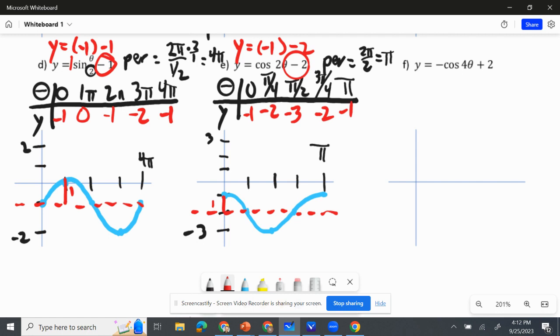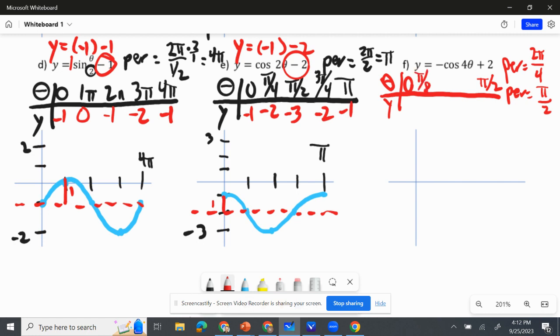Okay, last one. First thing we're going to do is find our period. So the period is 2 pi over 4, meaning that the period is equal to pi halves. So that means when we're coming up with our table, we started at 0, we ended at pi halves. We're taking all of our values and we're dividing them by 4. So that gives us pi eighths and pi fourths and 3 pi over 8.